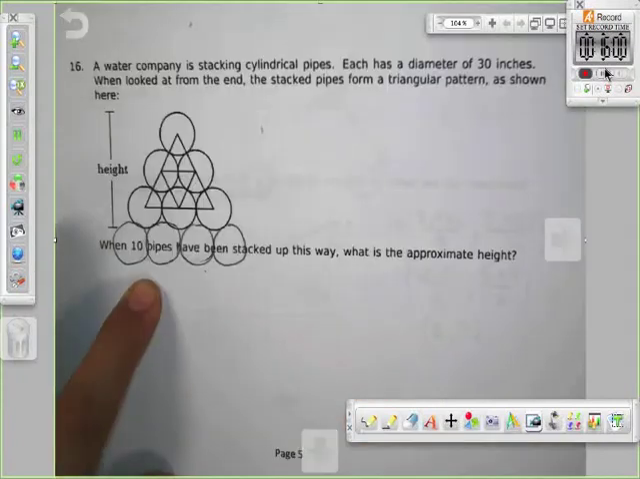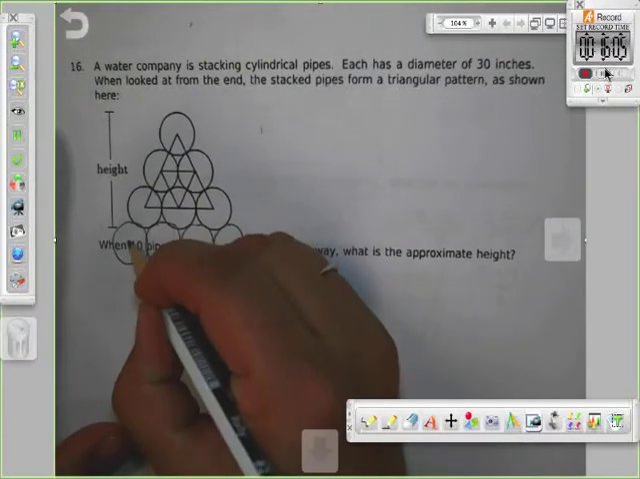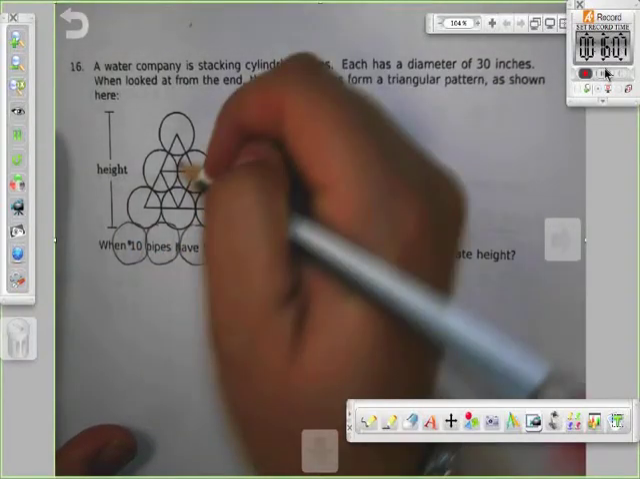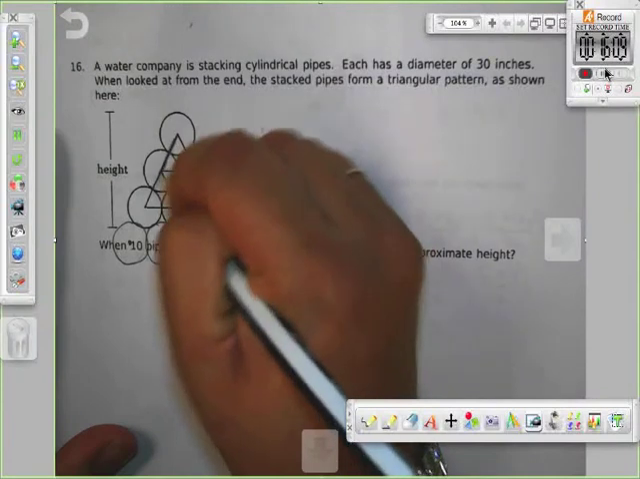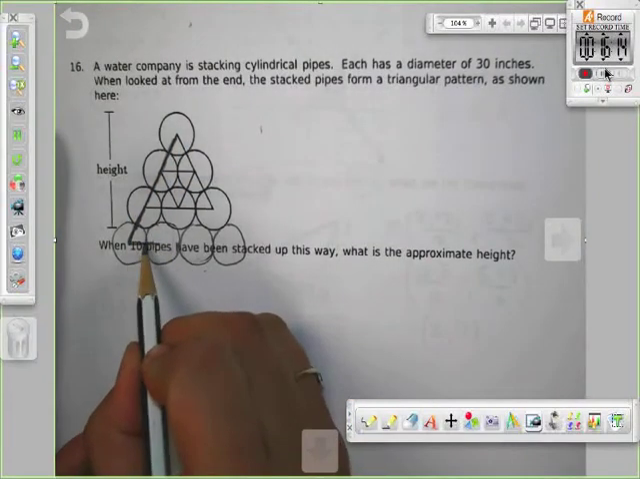I only have 6 pipes, so I need to add 4 more pipes. So I'm going to add 4 more pipes to the bottom here. 1, 2, oh, that's an ugly circle. 3, 4. I'm going to fix it. Okay, close enough. That's what I have.